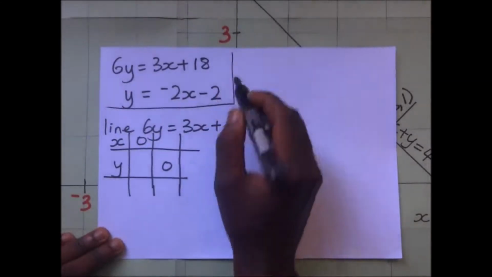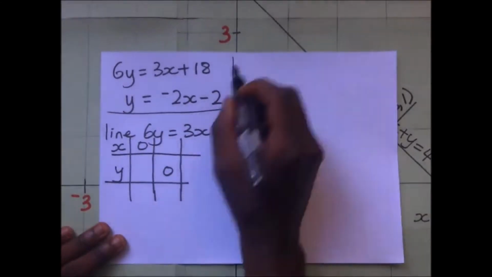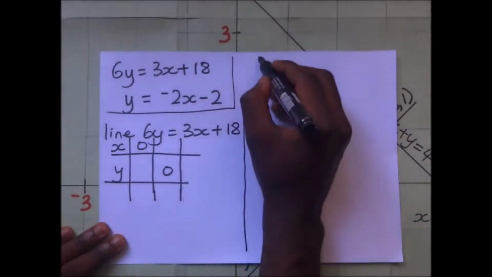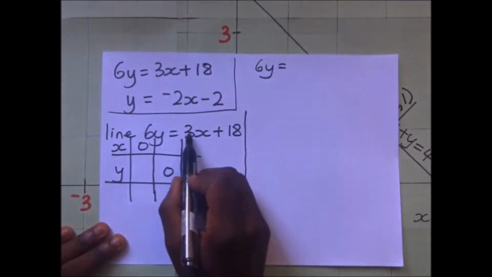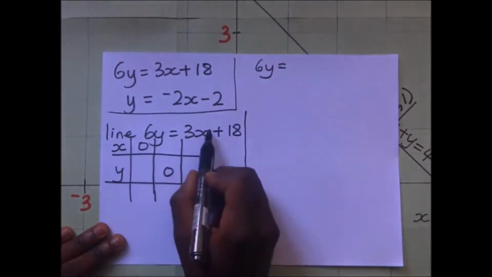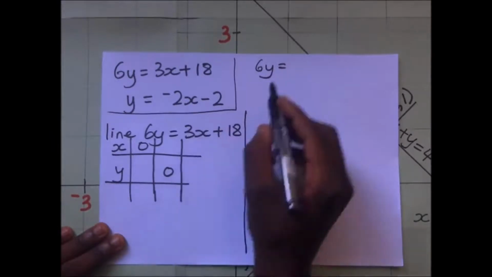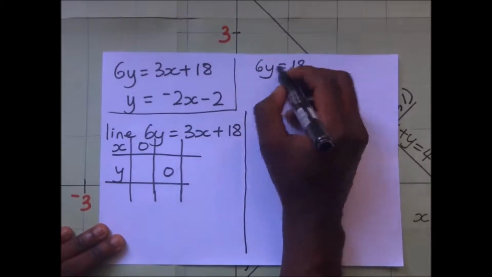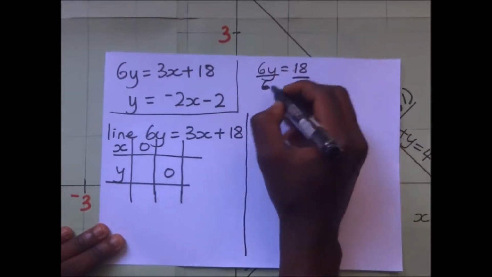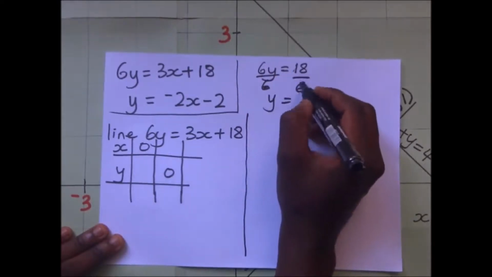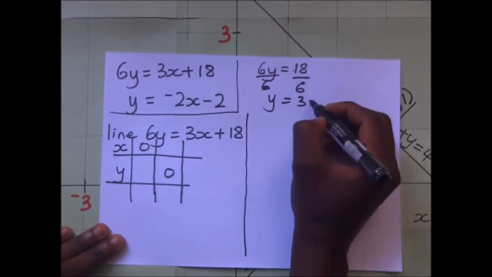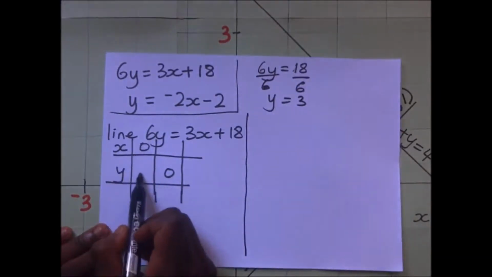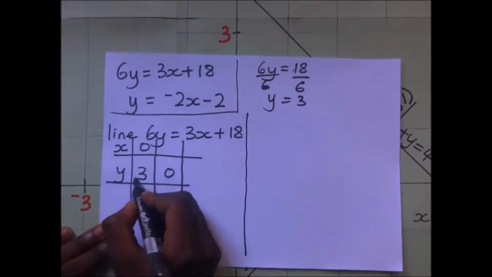This is our question. So doing some side work here, when our value of x is 0, we have 6y is equal to 3x plus 18. When x is 0, 0 times 3 is 0, so it becomes 0 plus 18. So we remain here with 18. When you divide both sides by 6, we get our value of y as 18 divided by 6, which is 3. So when our value of x is 0, our value of y is 3.